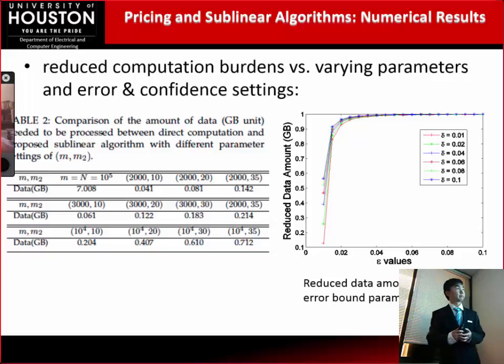And we also plot the reduced data amount versus the epsilon values, and we present a table here to indicate the numerical results for the different parameters, the number of users we sample, and the number of data points we sample. The original data set for testing is 7 gigabytes, and the minimum data we need to involve in the computation is 0.061. So it reduced the data amount greatly.